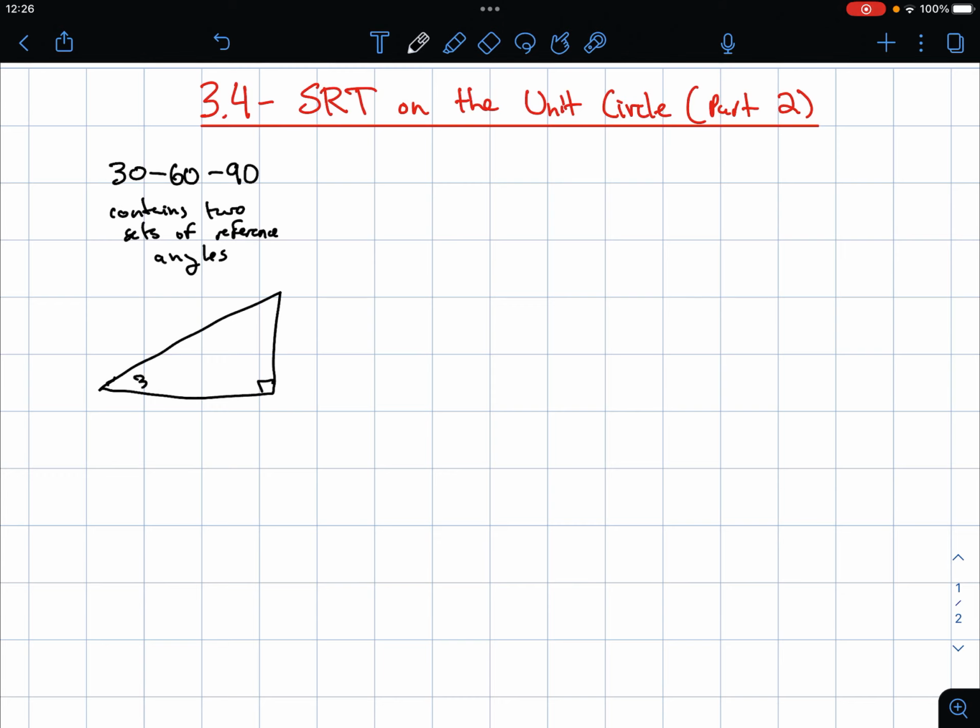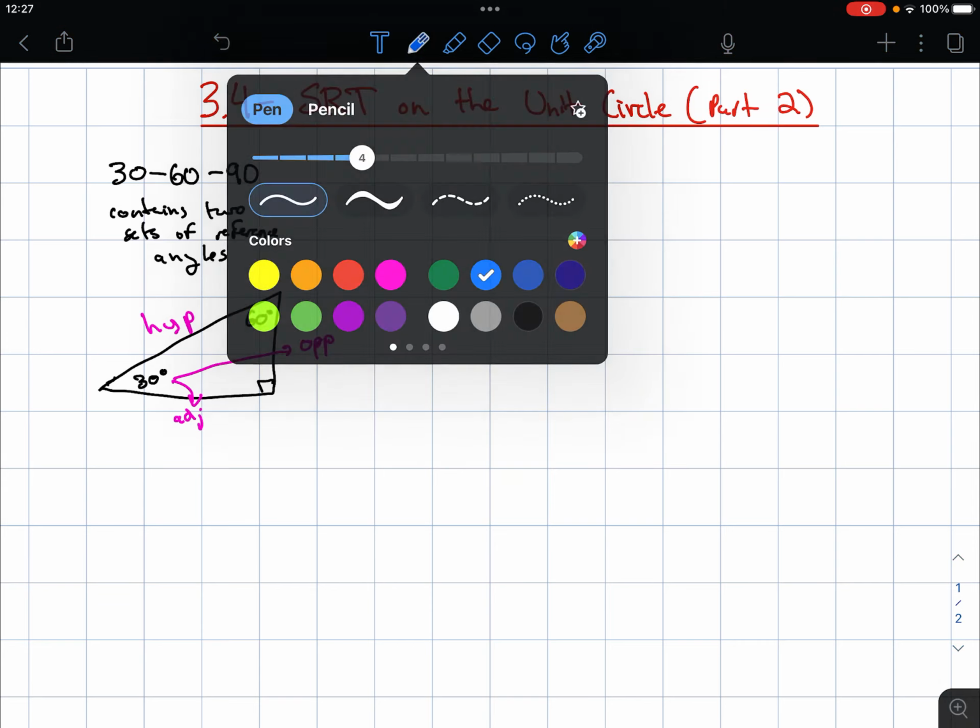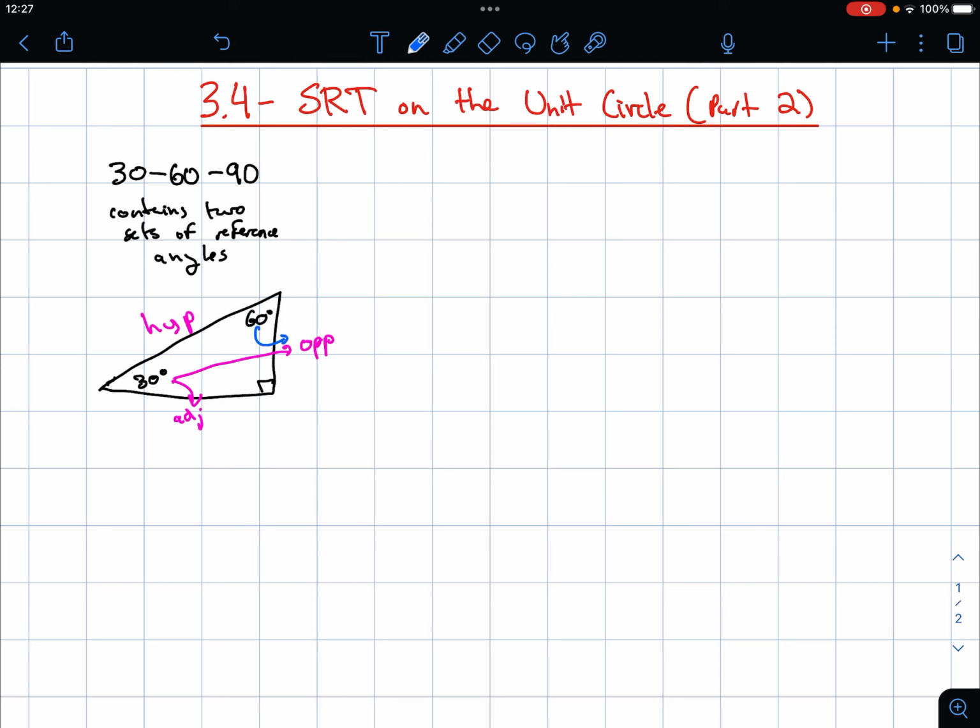So if I have a 30-degree angle and a 60-degree angle, well, relative to 30 degrees, this is my opposite side, this is my adjacent, and then the hypotenuse is always the same. But relative to 60 degrees, this is actually my adjacent, and this is my opposite. And so within this 30, 60, 90 triangle, I can have a reference angle of 30 degrees, or I could have a reference angle of 60 degrees. So I get two sets that sort of have similar ratios.